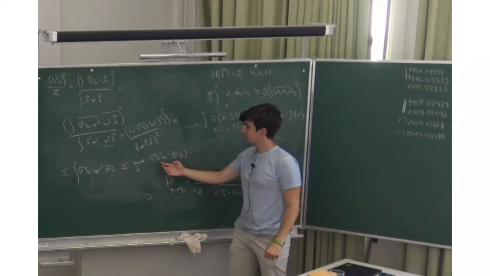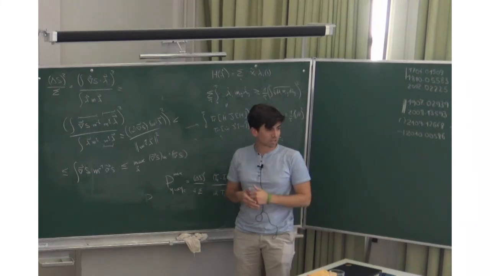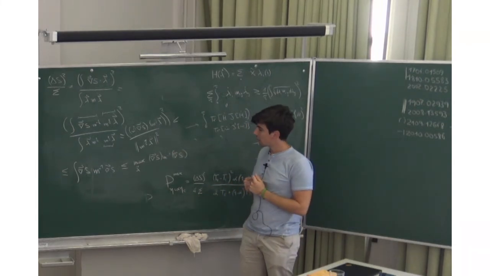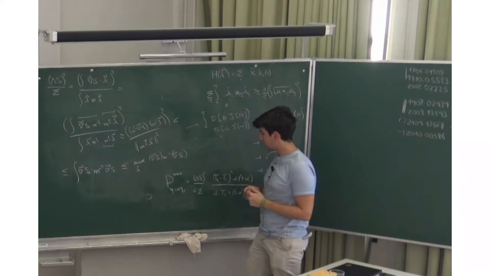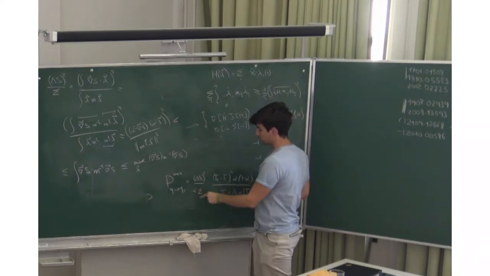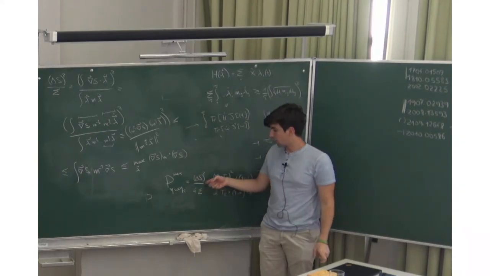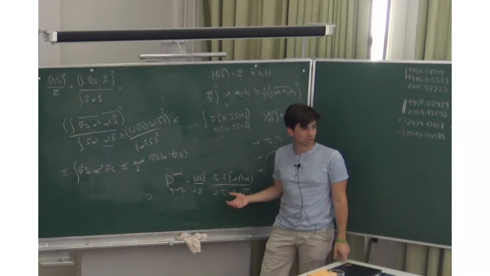So now you just need to solve a scalar maximization. And this gives you overall the bound. Remember, this is to bound this number. And once you bound this number, there is nothing left here, essentially.